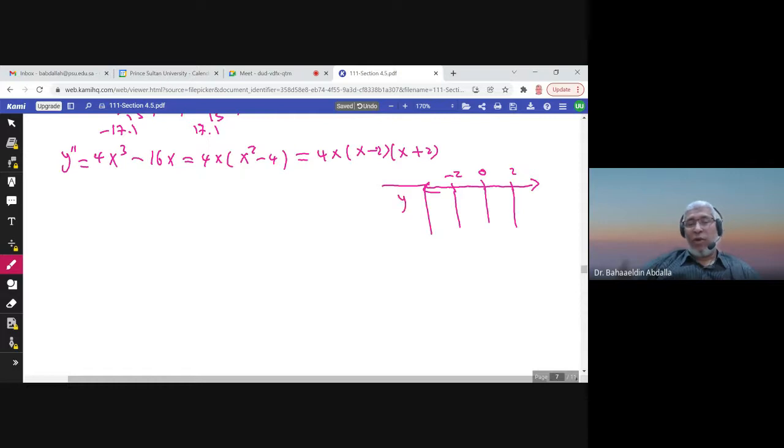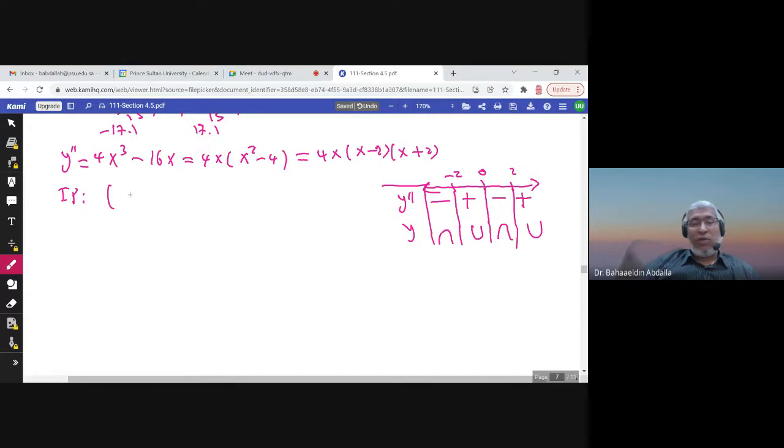Let us check the sign of y double prime. All of these zeros are zeros of multiplicity 1. If you go back to section 4.3, you will understand how I find the signs here. I'll choose, for example, 3. If I replace x by 3, positive, positive, positive, so it's positive here. So it would be negative here, positive here, and negative here immediately because each zero has multiplicity 1. But you can check, for example, replacing 1. If you replace 1, it would be negative, and so on. So here it is concave down, concave up, concave down, concave up, and I have 3 inflection points.